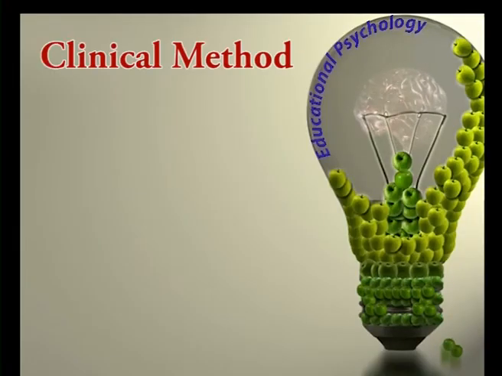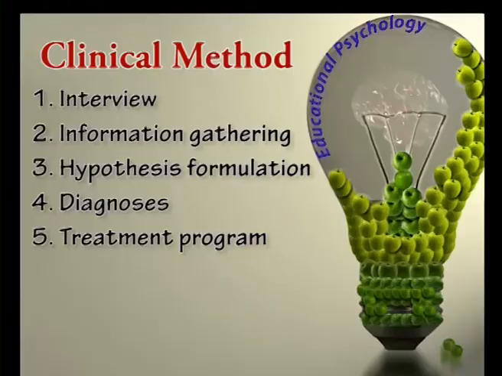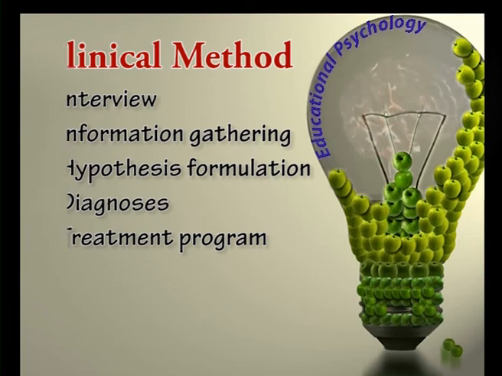Let's talk about clinical method. This method is primarily used to collect detailed information on the behavior problems of maladjusted and deviant cases. The main objective of this method is to study individual case or cases of group to detect and diagnose their specific problems and to suggest therapeutic measures to rehabilitate them in their environment. It includes the following steps: interview, information gathering, hypothesis formulation, diagnosis, treatment program.